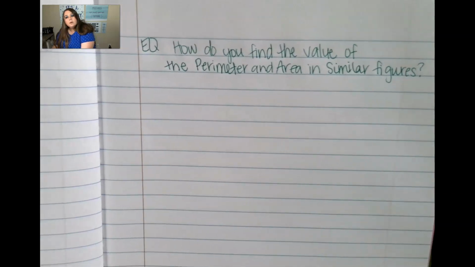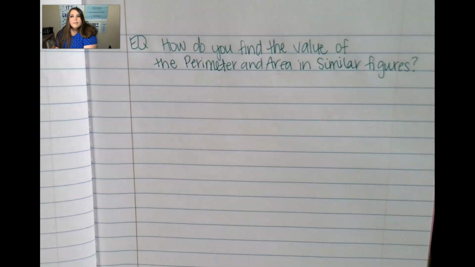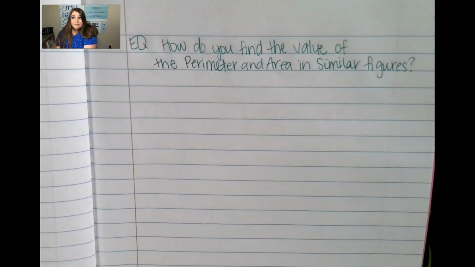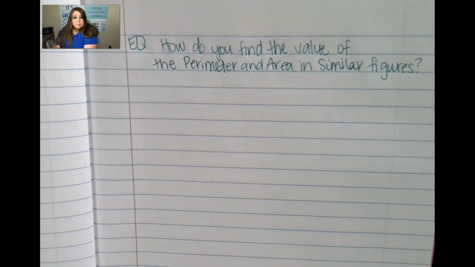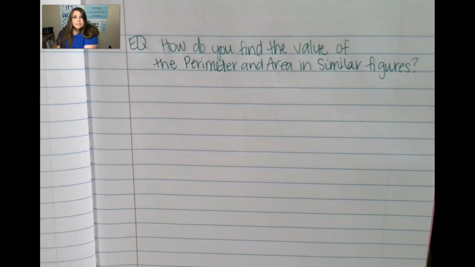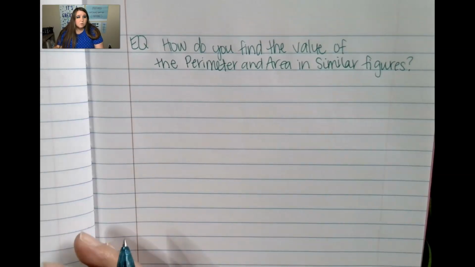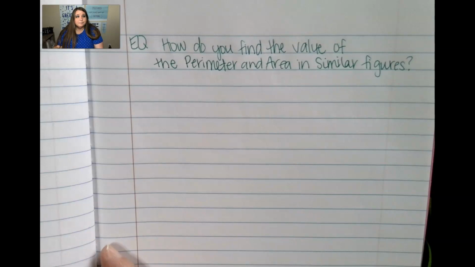But how do you compare, or how do you find what the value is when they have a perimeter and when they have an area? So today we're going to be looking at two figures that are similar and finding what the value is for the perimeter and then what the value is for the area based on the similar figure. So let's start with perimeters.